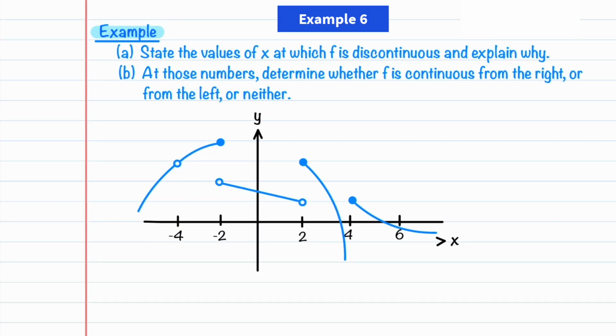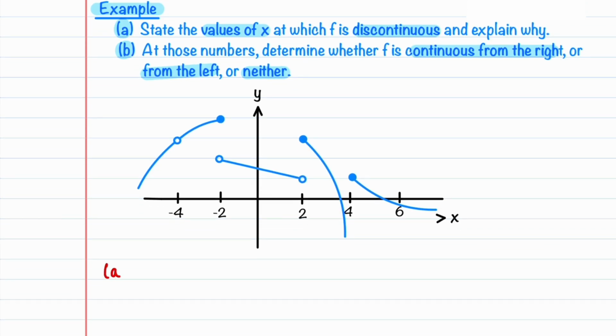Let's now look at an example. In part A, we are going to state the values of x at which our function f is discontinuous and then explain why. In part B, at those numbers where our function is discontinuous, we are going to determine whether our function is continuous from the right, from the left, or neither. A function can be discontinuous at a point, but still be continuous at that point from the left or from the right.